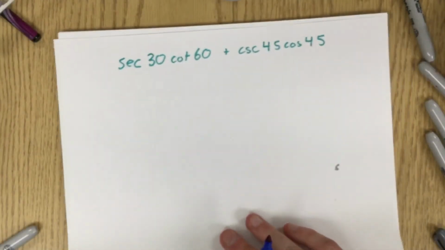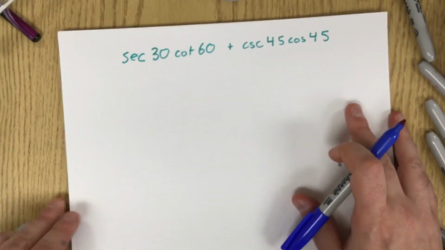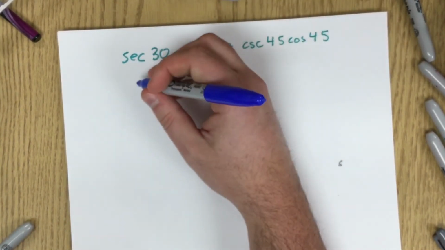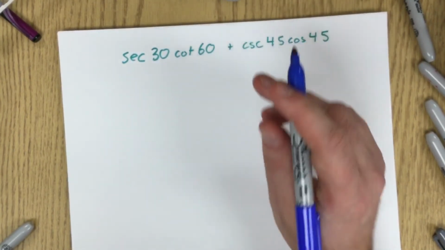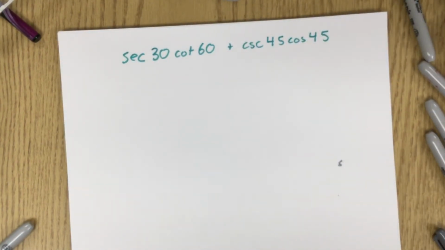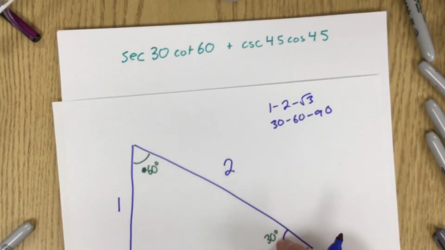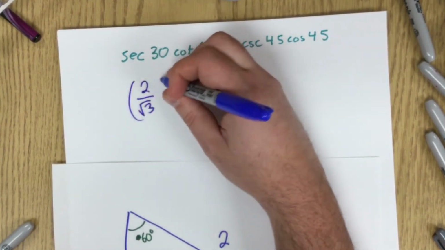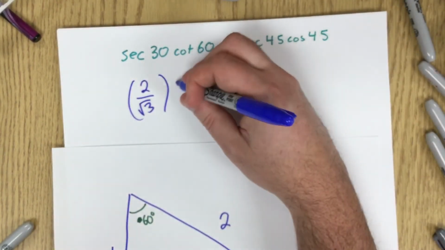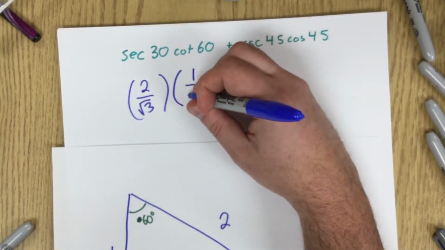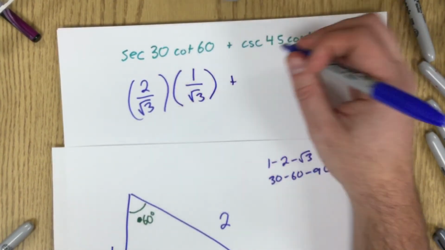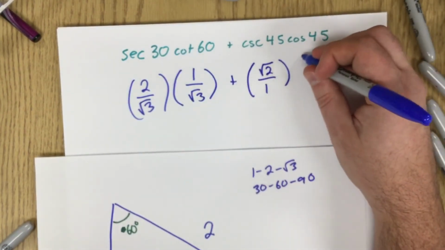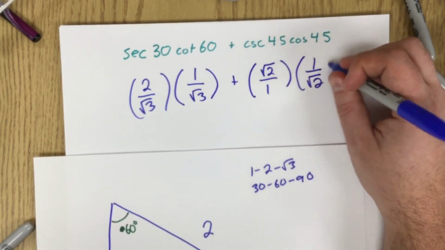Of course, you could also do this with reciprocal ratios. So the secant of 30 is going to be, I should write this down, 2 over root 3. Cotangent of 60 is going to be 1 over root 3. Cosecant of 45 is going to be root 2 over 1. And cos 45 is going to be 1 over root 2.